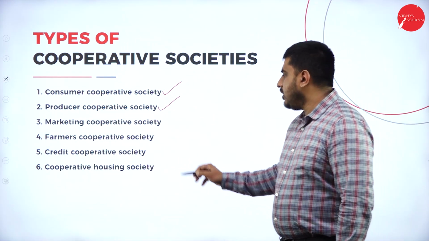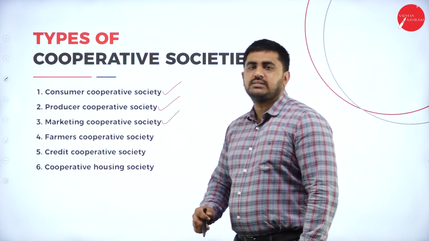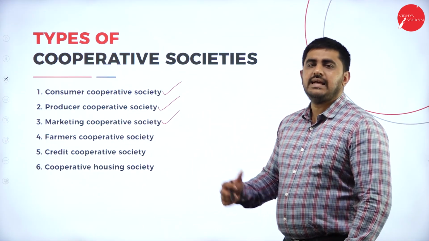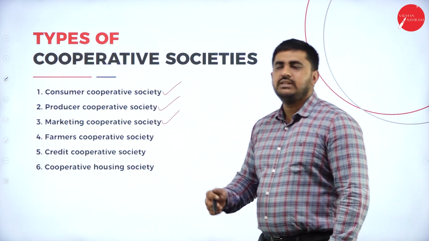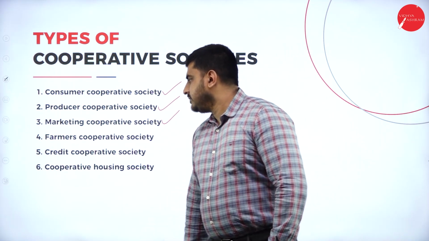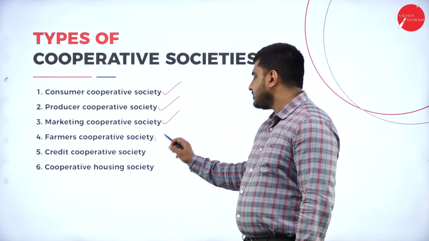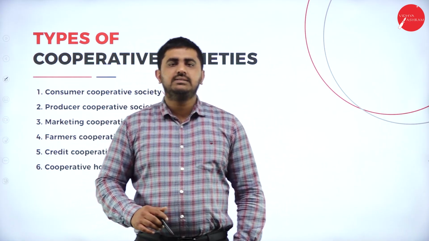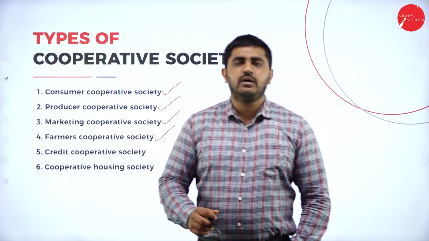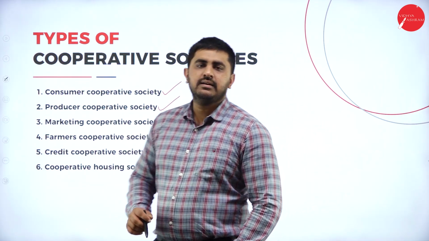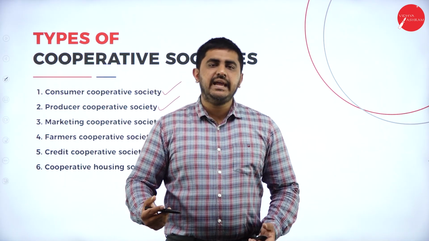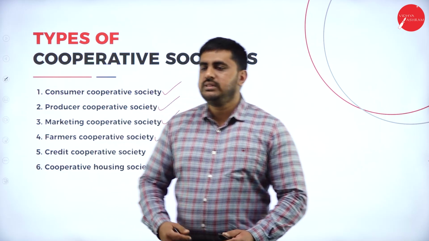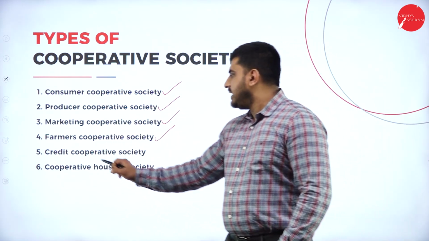Next, marketing cooperative society. They help in marketing the products of the members of the cooperative society, like advertising, transportation, and warehousing. Farmers cooperative society: farmers pool in their land. Suppose 10 farmers each have 1 acre of land. They come together and pool the land. Now it is 10 acres. They grow something in those 10 acres and sell it. This is called a farmers cooperative society.